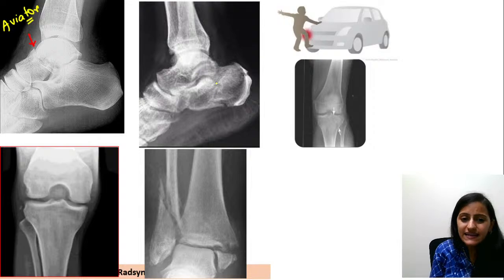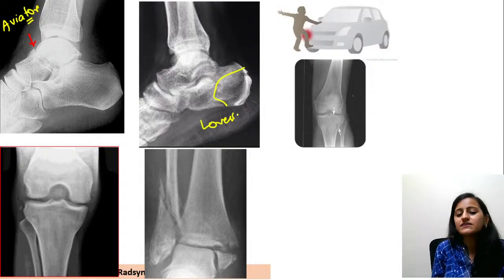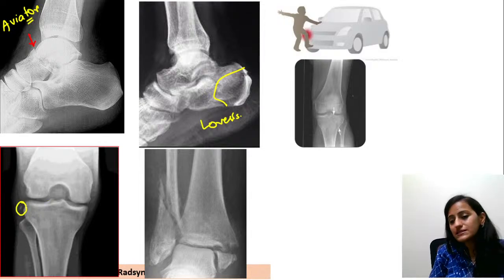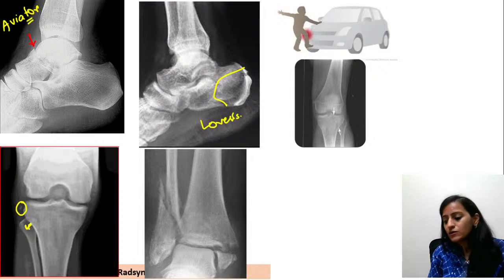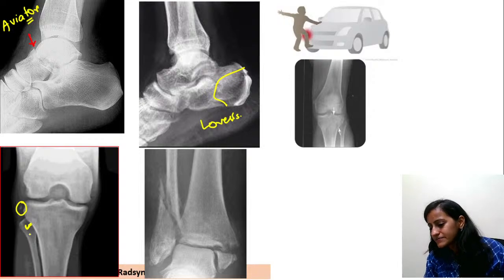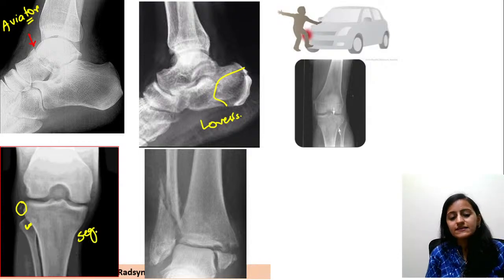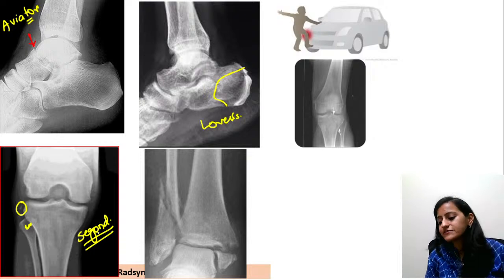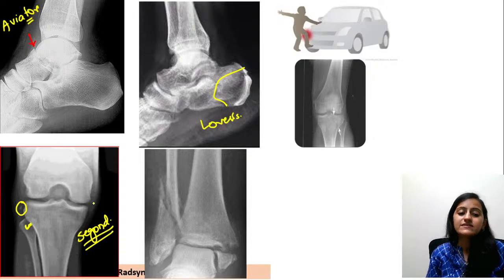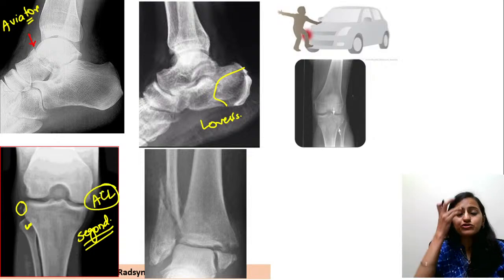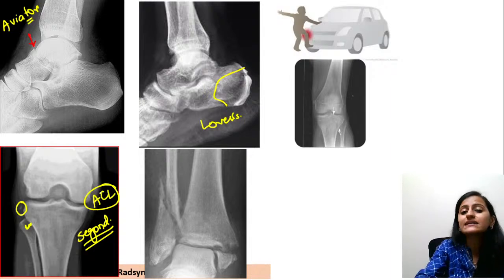Then you have the calcaneal fracture here. This is the lover's fracture. This one, you can see a small avulsion fracture, the tibia, the lateral tibial plateau, basically. Why lateral? Because you can see the fibula. What is this fracture called as? This is called as Segond's fracture. Segond fracture. Whenever there is Segond fracture, we should do MRI to look for ACL injury.